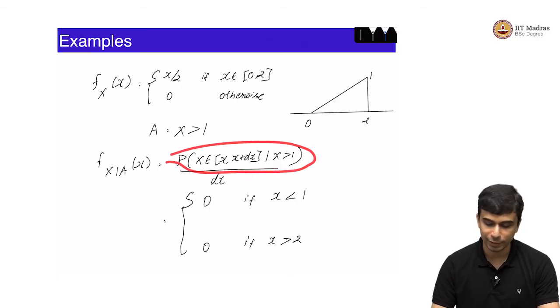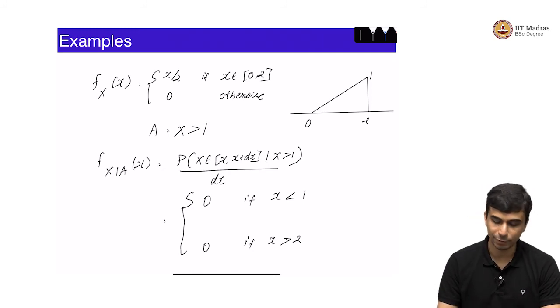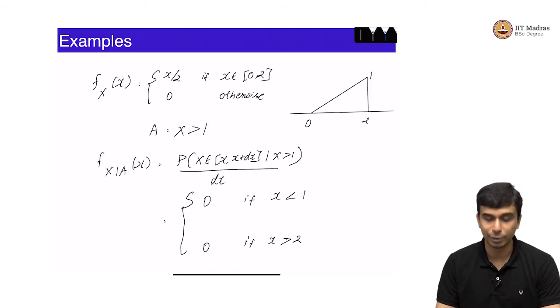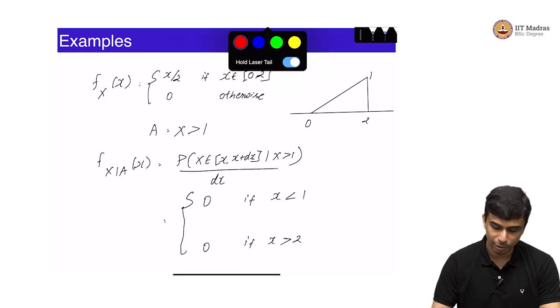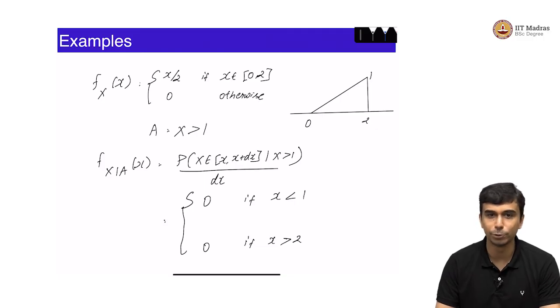So, the probability of x belonging to x plus dx given x greater than 1 is simply given by the probability of x belonging to x plus dx and x greater than 1, divided by the probability of x greater than 1. But when small x is in the range of 1 to 2, the probability of x belonging to x plus dx and x greater than 1 is exactly the same as the probability of x belonging to x plus dx.